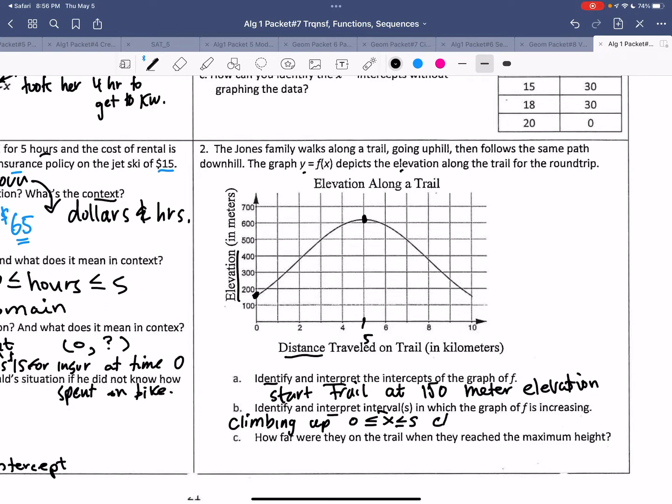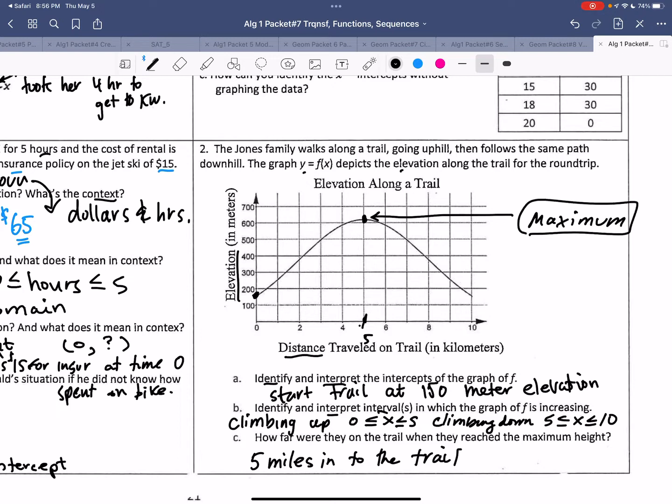And then he's climbing down the mountain, down the trail, on the interval 5 to 10. How far were they on the trail when they reached the max? So it looks like they were 5 miles into the trail, because we see here, this would be the maximum. This is what we've been working on in class, is identifying maximums and minimums.